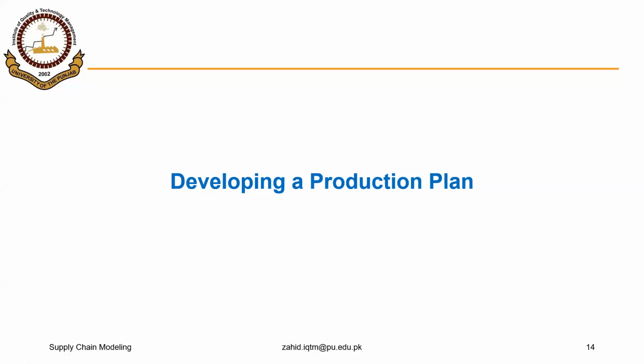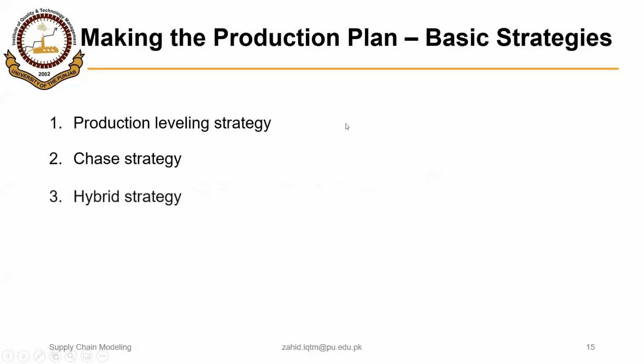As we discussed, that production plan is actually one of the functional plans in any organization. So there should be a strategy to develop this plan. And there are two commonly used strategies to develop a production plan: the production leveling strategy and chase strategy. And we can use a combination of these, and that is actually also very common. We use the combination of these two strategies, and that is generally called hybrid strategy.